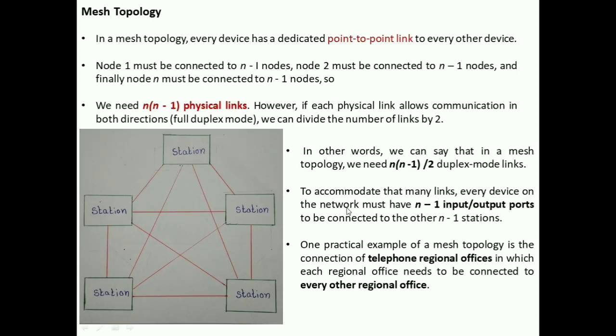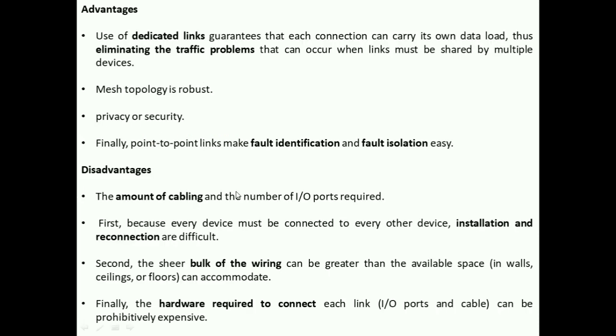See here, we have more number of cabling and we need more number of input output ports per a given station. The next one is, because every device must be connected to every other device, installation and reconnection are also difficult. And the next one, bulk wiring can also be a greater drawback, because we must have a large number of available space in the walls, ceilings or floors, right? So having a large number of available space for bulk amount of wiring is also a drawback.